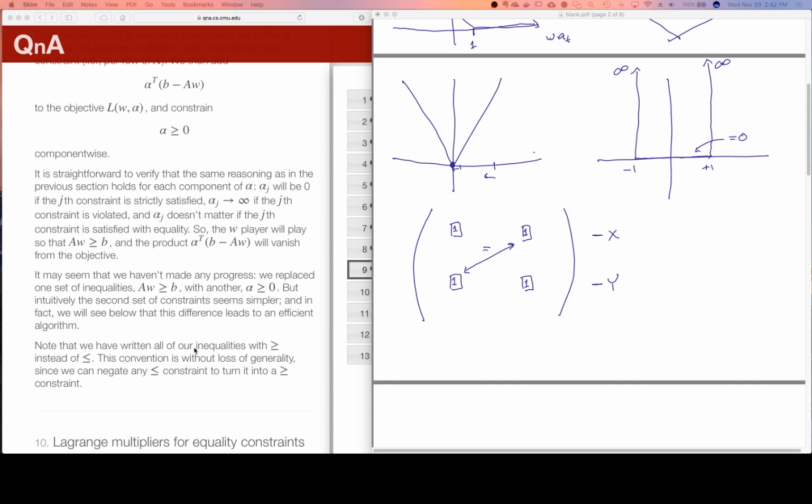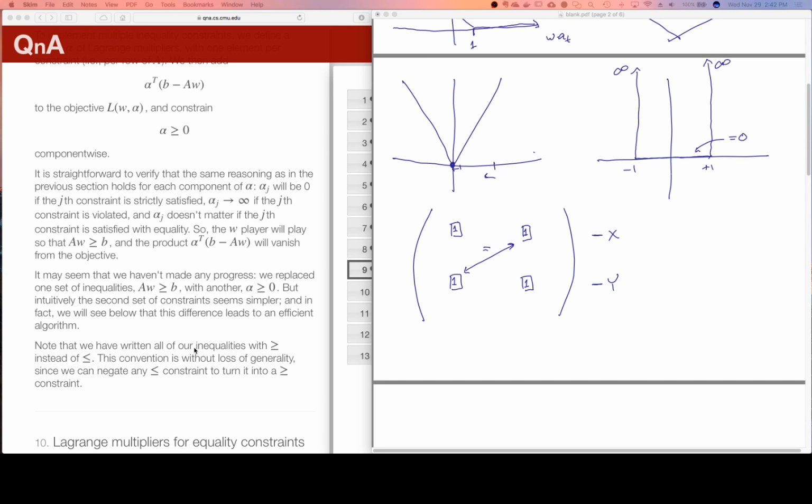Now, we've replaced our inequality constraints, A w bigger than or equal to b, with another player. And that other player, however, has some inequality constraints: it has to play a non-negative vector. So you might think that that's no progress at all, but intuitively you can see that the non-negativity constraint is simpler than the arbitrary set of linear inequality constraints. And that difference is enough to get an efficient algorithm.